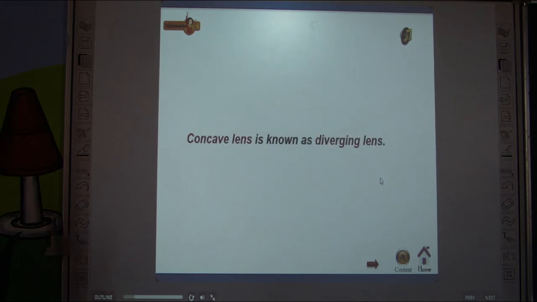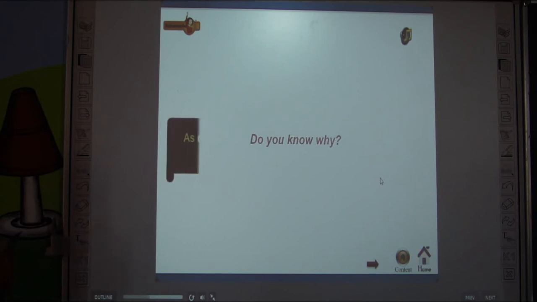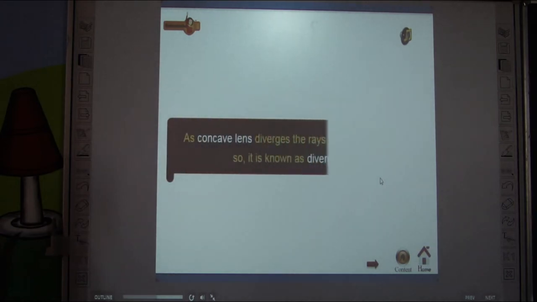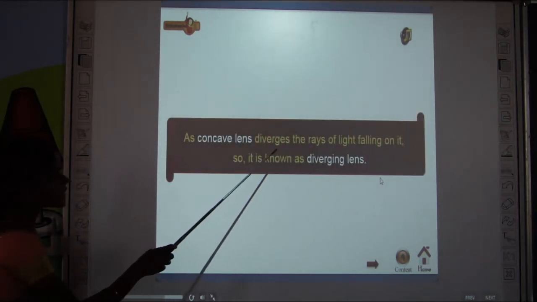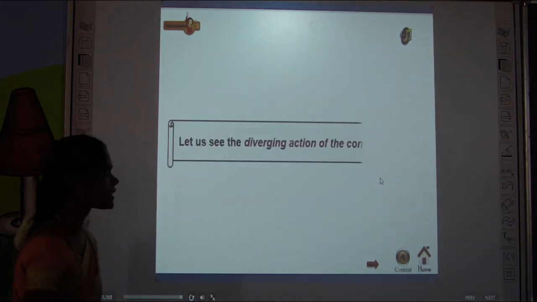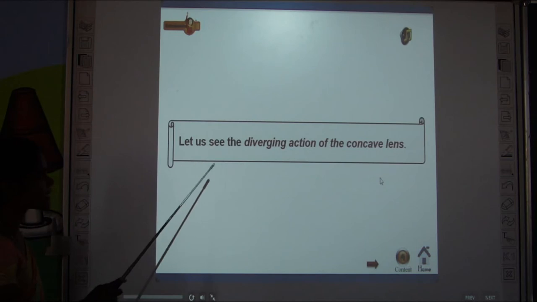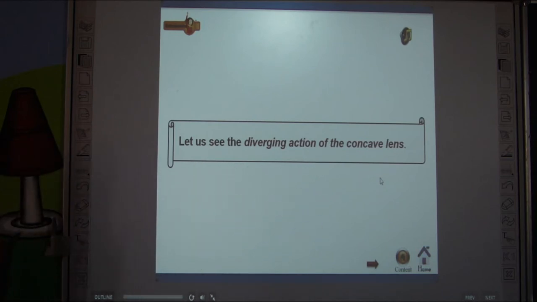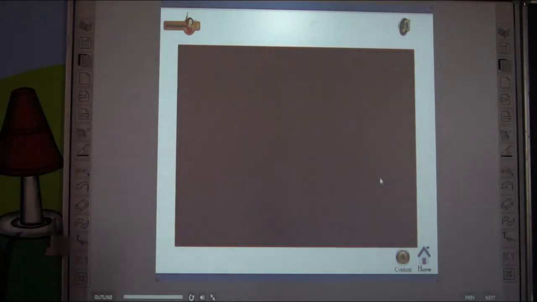Concave lens is known as diverging lens. Why? Because it can diverge the beam of light. As a concave lens diverges the rays of beam of light falling on it, it is known as diverging lens. Let us see the diverging action of the concave lens. How does this concave lens diverge the beam of light?